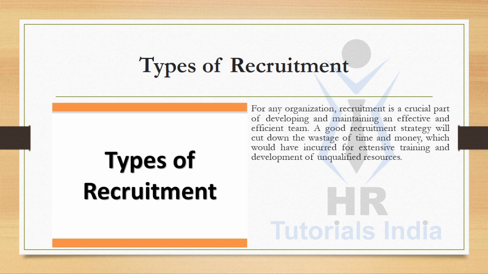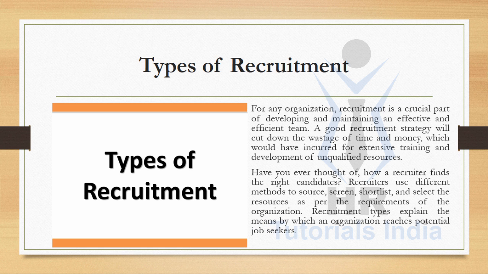Have you ever thought of how a recruiter finds the right resources, the right candidates? Recruiters use different methods to source, screen, shortlist, and select the resources as per the requirements of the organization. The types explain the means by which an organization reaches potential job seekers. In any organization, recruiters play a vital role in sourcing the profiles, screening the profiles, shortlisting profiles, then selecting the resources for the requirements in the organization.